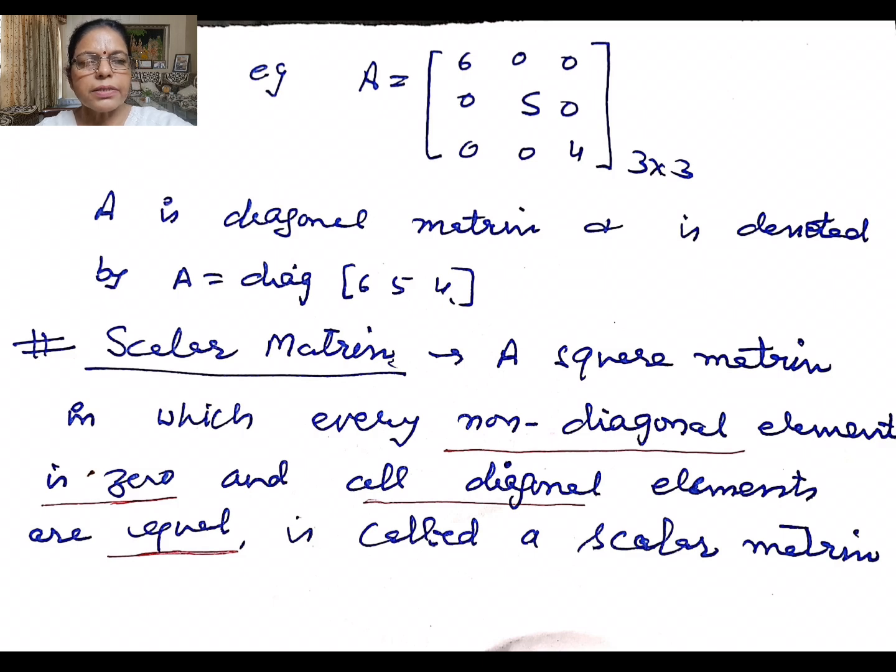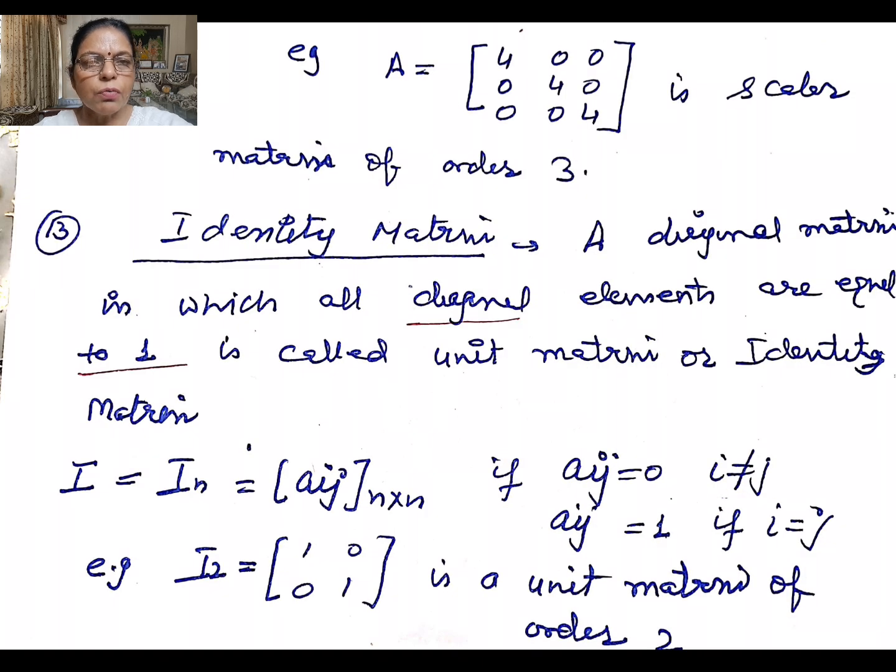A square matrix in which every non-diagonal element is 0 and all diagonal elements are equal, that is called scalar matrix. For example, A is equal to 4, 0, 0, 0, 4, 0, 0, 0, 4. All non-diagonal elements are 0 and all the diagonal elements are equal to 4. That is called scalar matrix of the order 3.